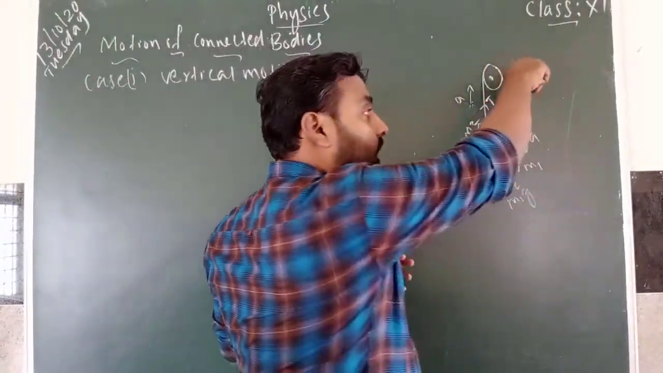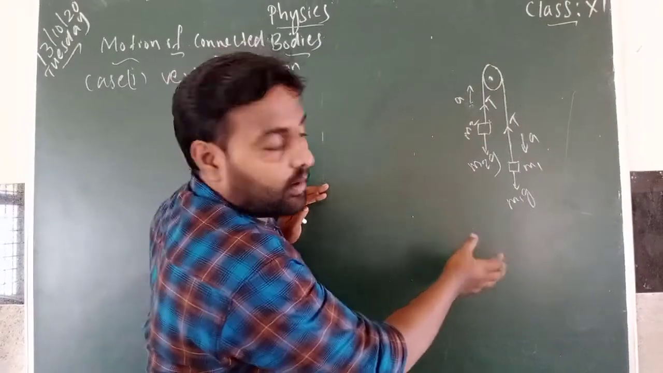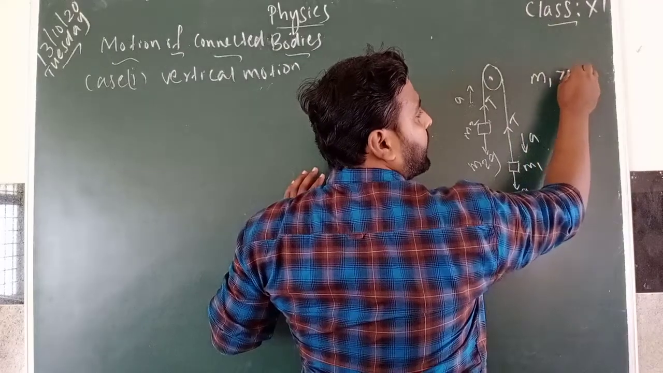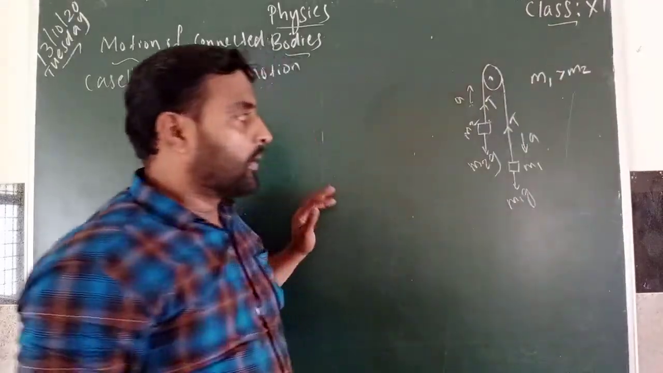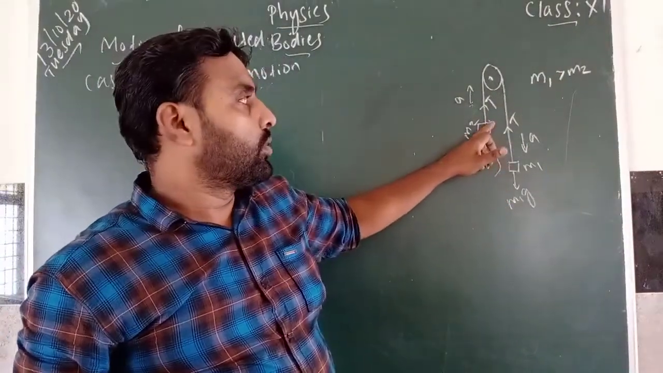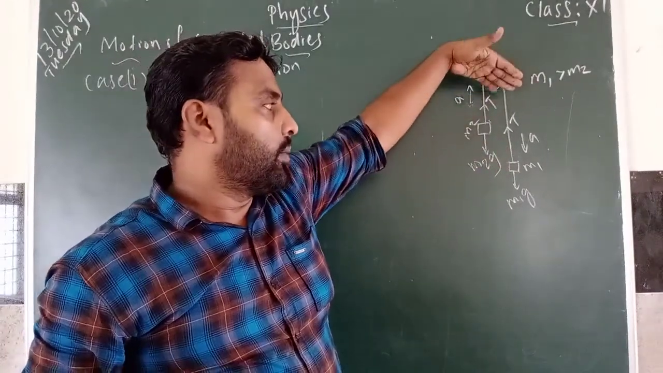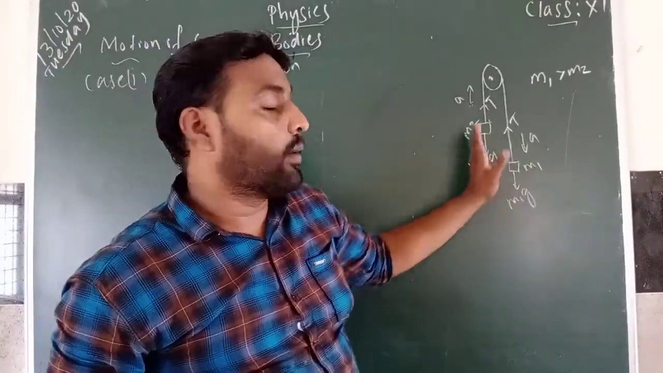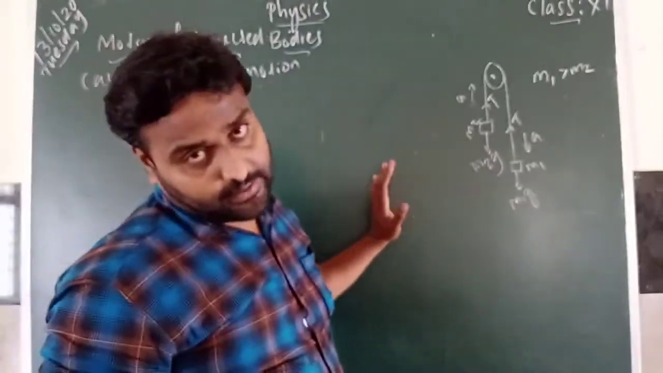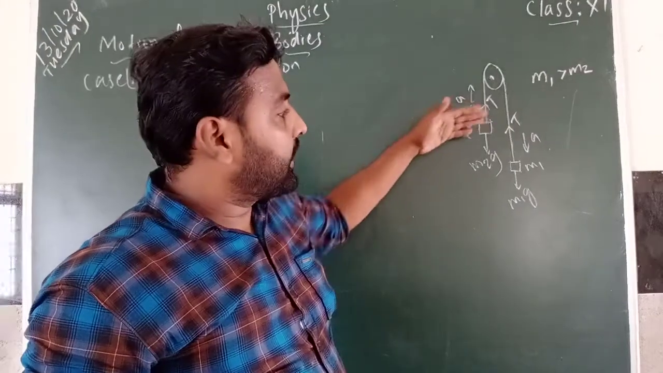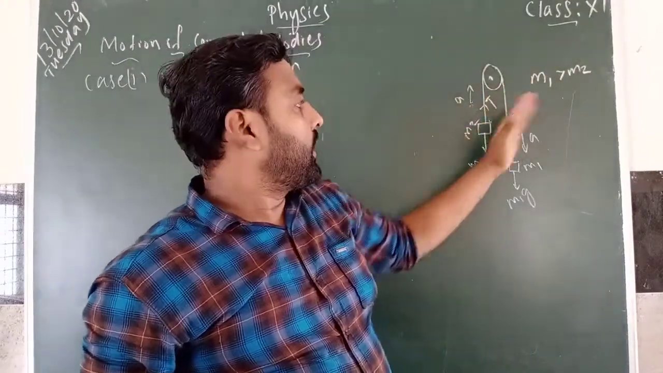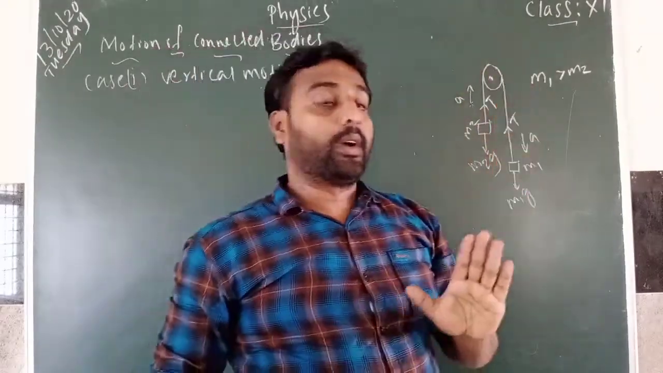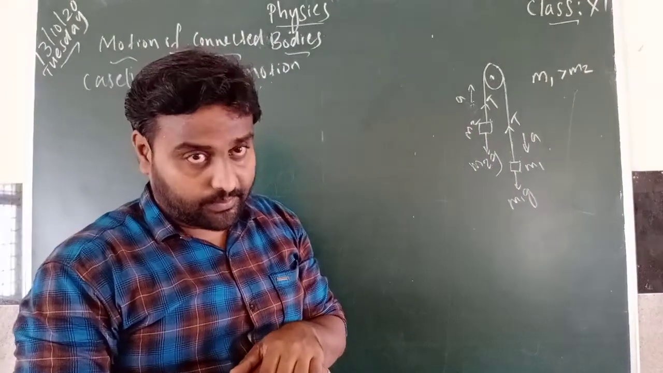When this moves, what will happen? This mass m1 is greater than m2. So then what will happen? m1 moves in the downward direction and m2 moves in the upward direction. So the acceleration of m1 is downward, and the acceleration of m2 is upward. This is what you can see in this diagram.